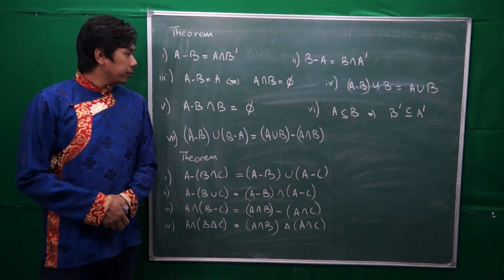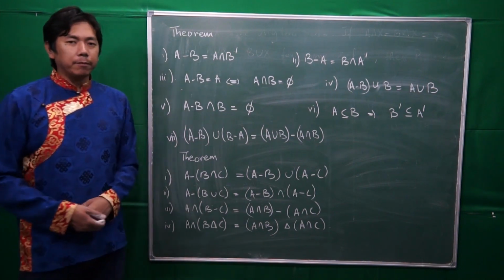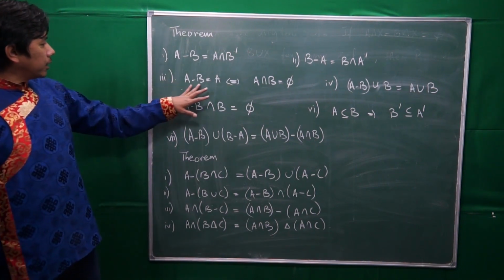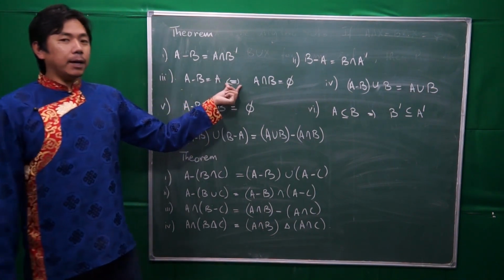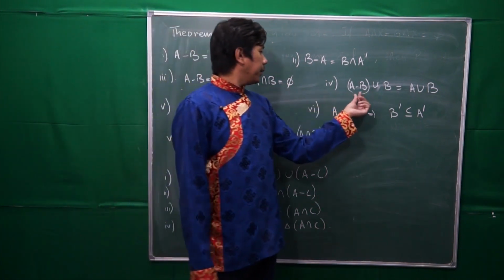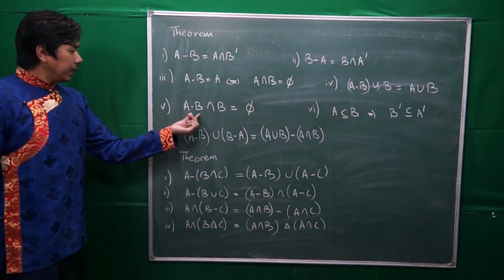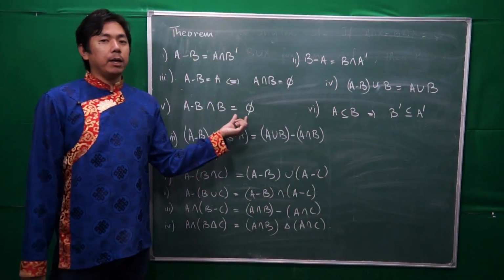Okay. And then you try to search about the derivations, how they come about. I'll do a few of them though. All right. So A minus B equals A. This implies that A intersection B is a null set. Similarly, A minus B union B equals A union B. And then A minus B when intersected with B will give me a null set.